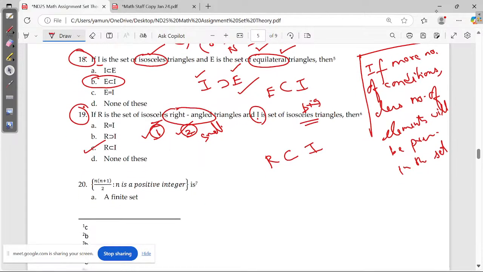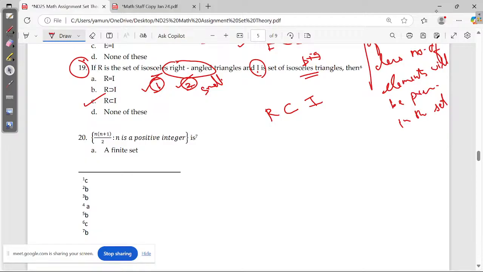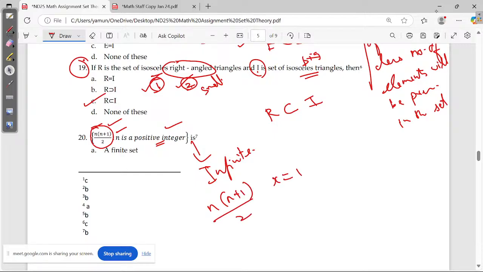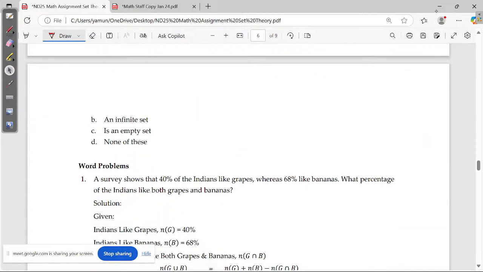Shall I go for the next one? Next is an often repeated question. The set contains n into n plus 1 by 2, where n is a positive integer. Obviously, the positive integers form an infinite set. For each and every n, I will have different values of n into n plus 1 by 2. I'll take n equal to 1, I'll have a different value; n equal to 2, a different value; n equal to 3, a completely different value. So obviously it's going to be an infinite set. So the answer here is infinity.